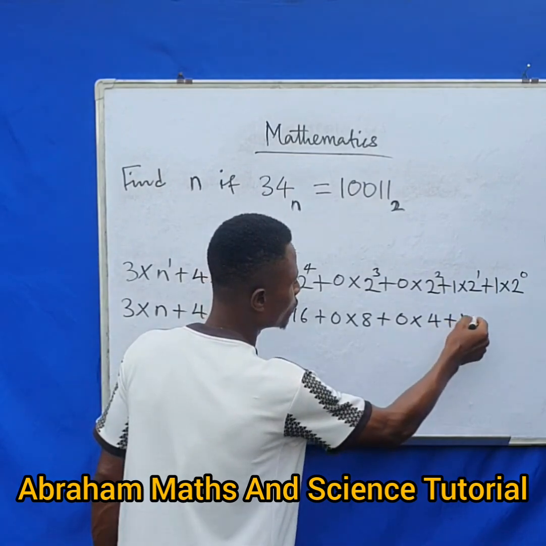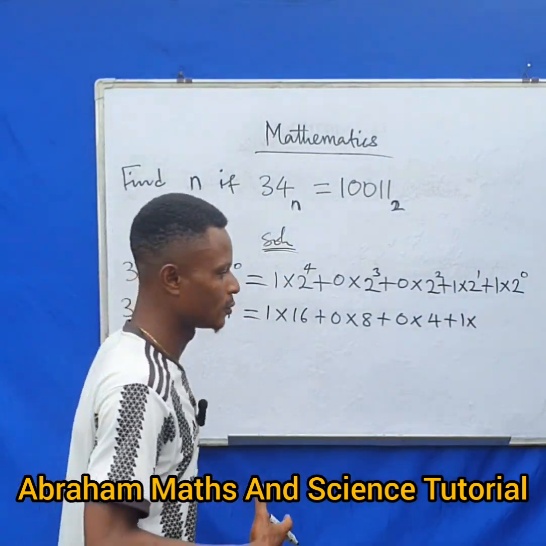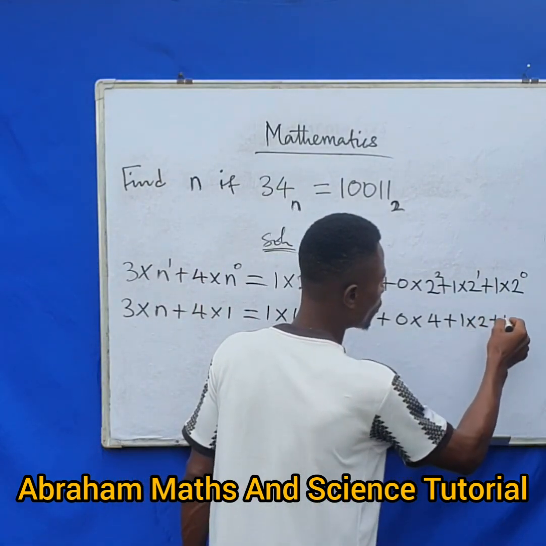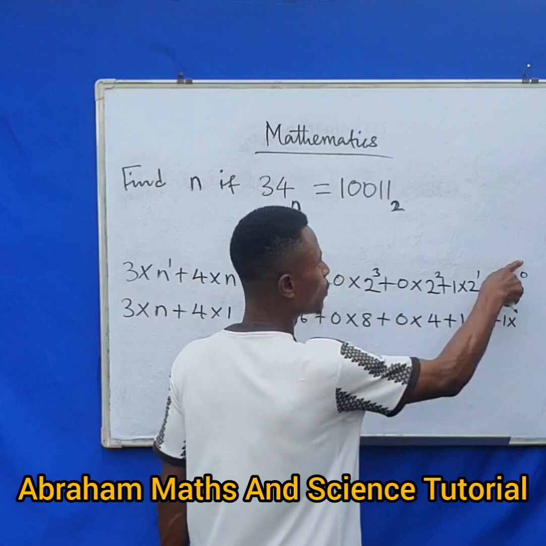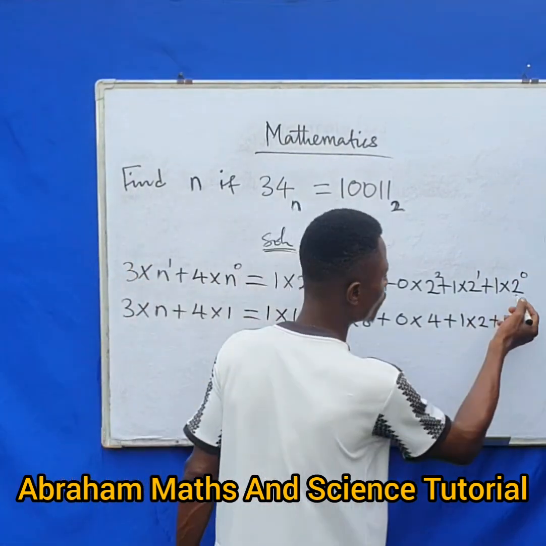Plus 1 times 2 raised to the power of 1. Anything raised to the power of 1 is the same thing, so I'll put 2 here. Plus 1 times 2 raised to the power of 0. Anything raised to the power of 0 is equal to 1. So in place of this, I put 1.